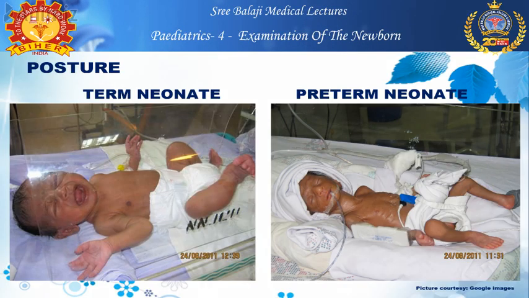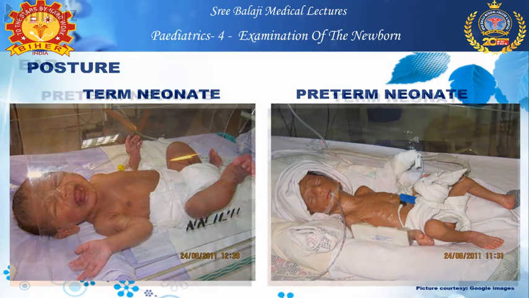Next, by the posture. See, in this picture, the term baby has a flexed posture. This is called universal flexion. And in a preterm baby, it is an extended posture, called frog-like posture, because the preterm is hypotonic and has not flexed the limbs. It is frog-like posture.